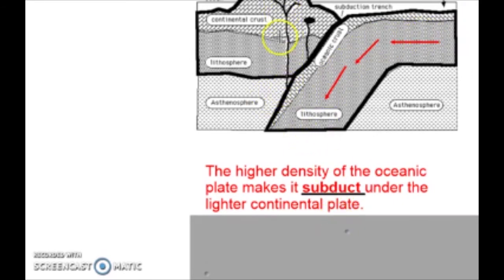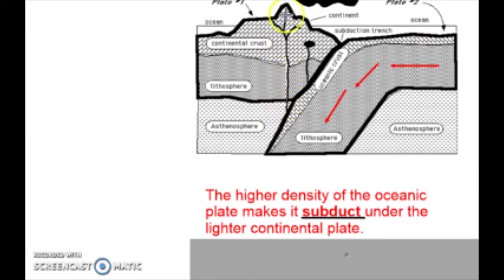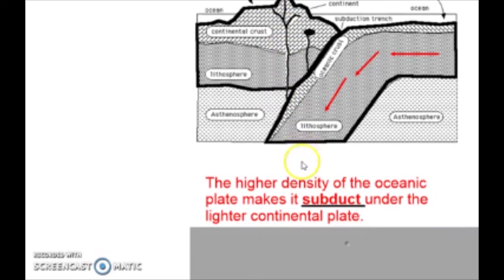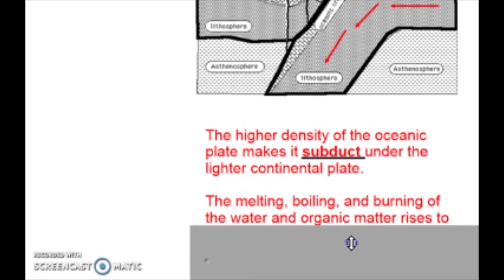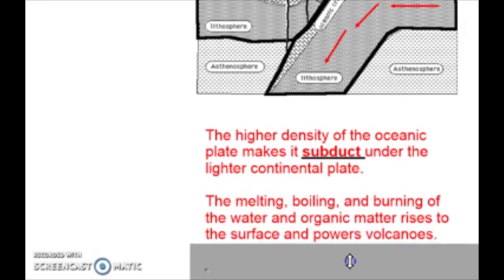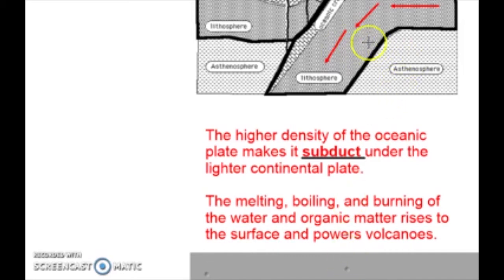Now the second part has to do with this little vent you see here in the volcano. The second part says, the melting, boiling, and burning of the water and organic matter rises to the surface and powers volcanoes. So all the water that gets pulled down, all the dead organic matter, sedimentary rocks that are full of fossils and whatever else, anything that can boil or burn will turn into a gas and then power volcanoes after that.